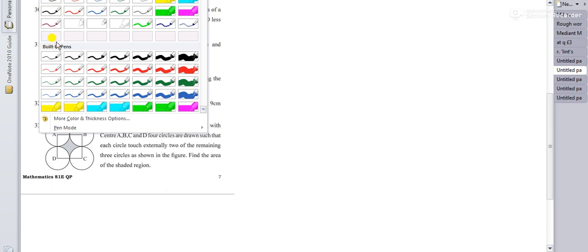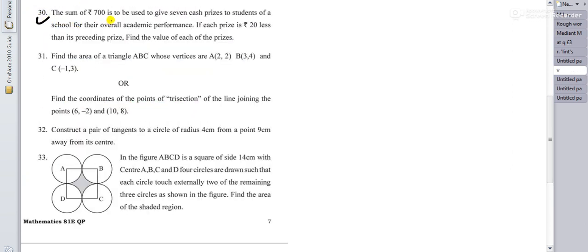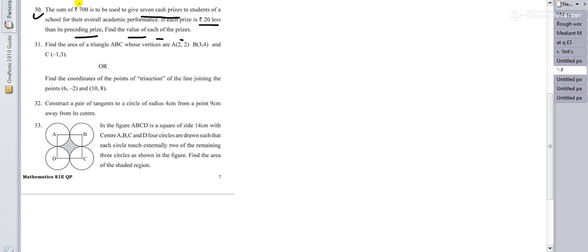So question number 30, what have they given? The sum of 700 is to be used to give 7 cash prizes to students of a school for their overall academic performance. If each prize is 20 less than its preceding prize, find the value of each of the prizes. Okay, so it's from AP.